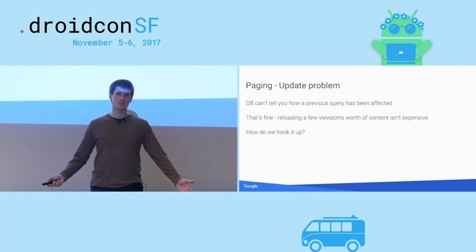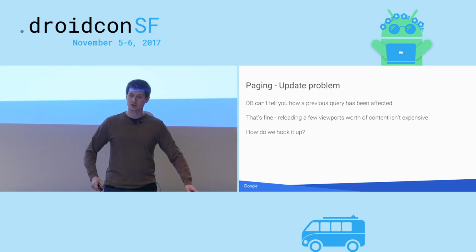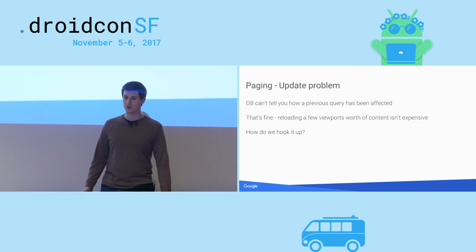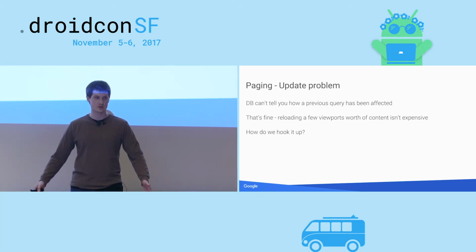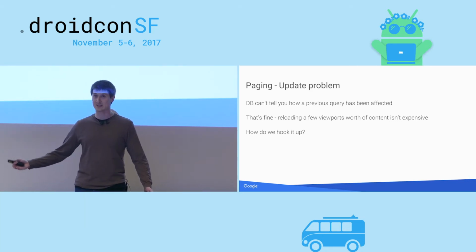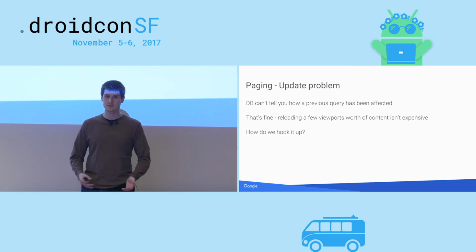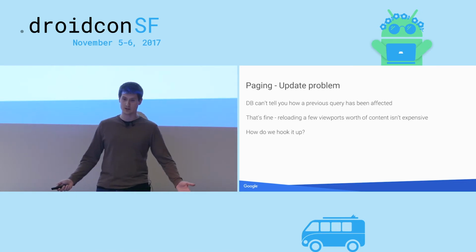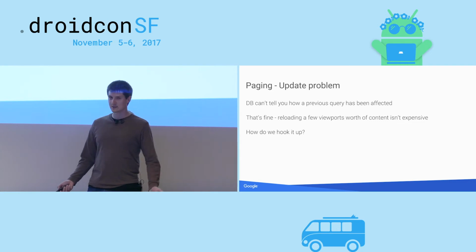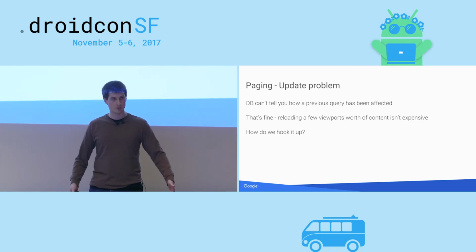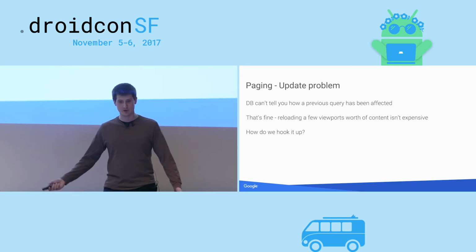Okay, well that's great, but we talked about paging, we talked about invalidates before with SQLite Cursor. So the database can't tell you how a previous query has been affected. If you've loaded a few pages in the middle of a query, and the database says something changed, it can tell you information about individual items, but for an arbitrary query, it has no idea. However, in reality, this isn't the end of the world. That's actually pretty fine. We can just reload the few viewports around where the user is viewing, and that isn't terribly expensive, and we do that on a background thread.